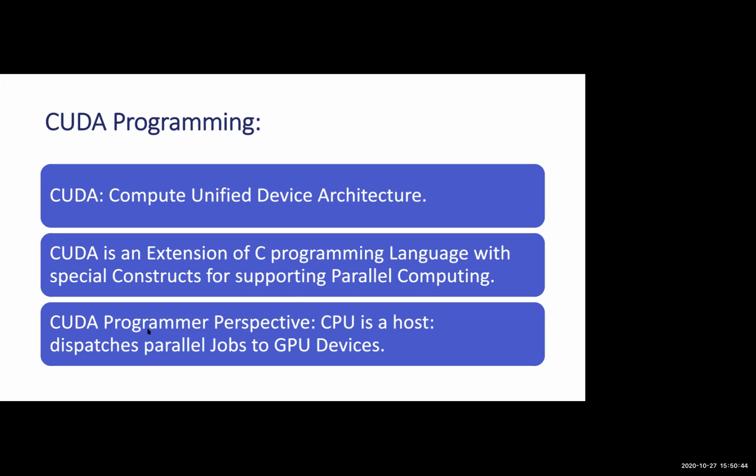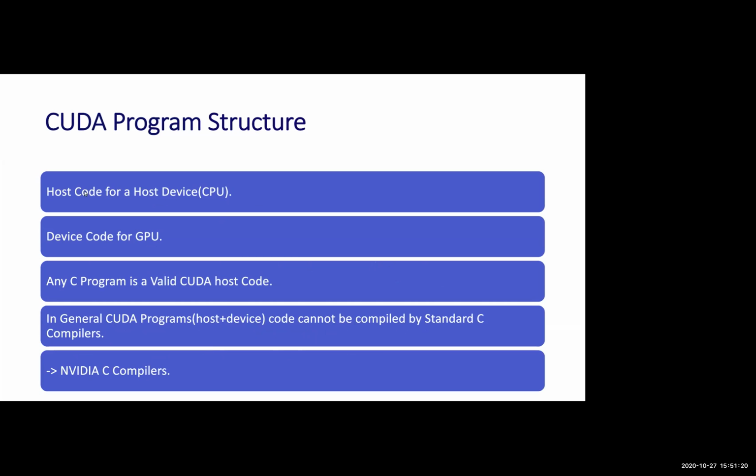From the CUDA programmer's perspective, the CPU is the host. Wherever the GPU is there, the CPU has to be there. So the CPU is the host and the GPU is the device. The CPU will dispatch the parallel jobs to run on the GPU in parallel. The host code is for the host, the CPU, and the device code is for the GPU. Normal C programming is valid host code, right?